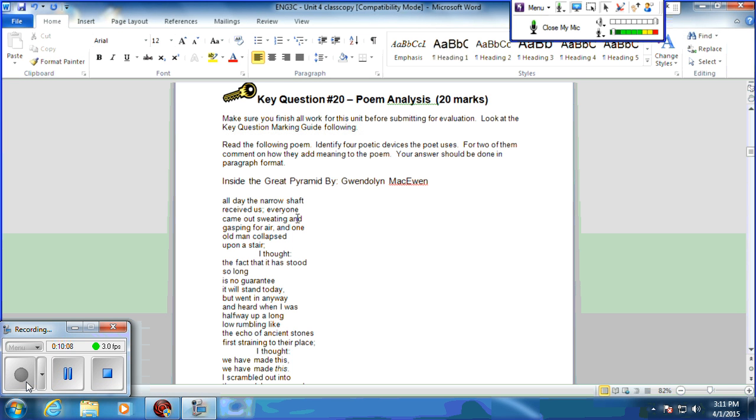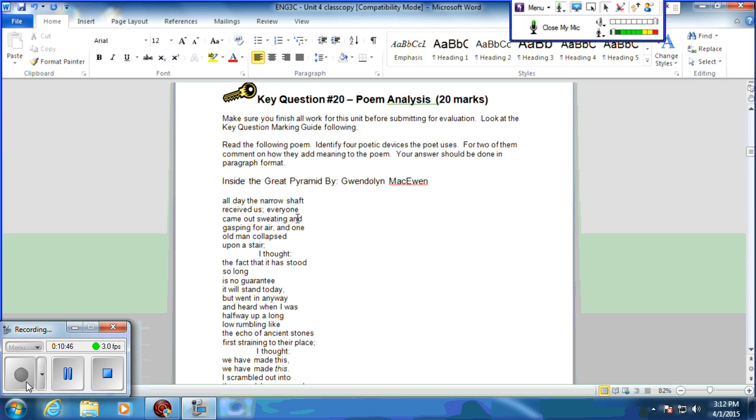So this says a probe analysis. You want to identify 4 poetic devices that the authors use: simile, metaphor, personification, alliteration, onomatopoeia, hyperbole, the rhyme scheme. Identify 4 of those. You can't identify 4 similes; 4 different types are needed. So if you want to, you can just underline those right in your unit and figure out exactly what they are.